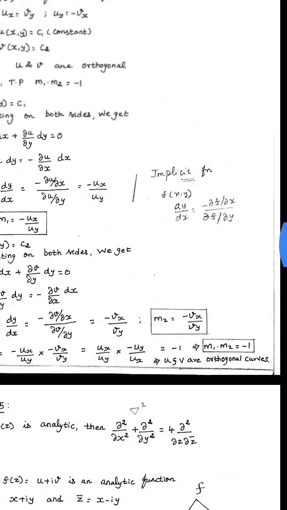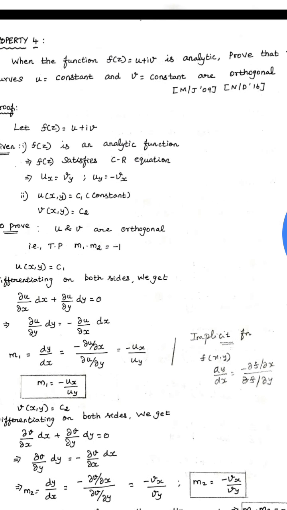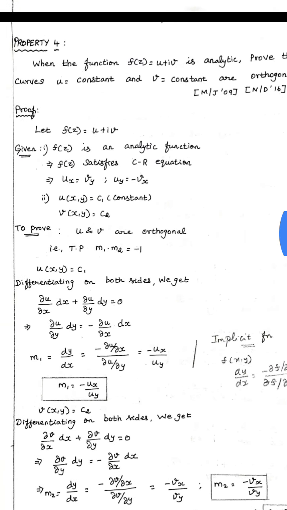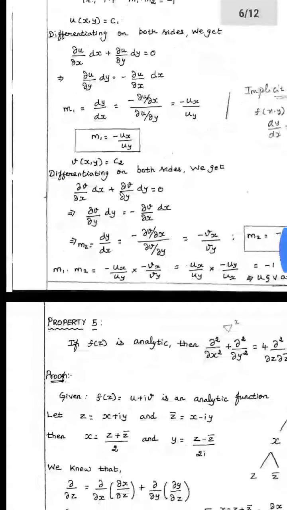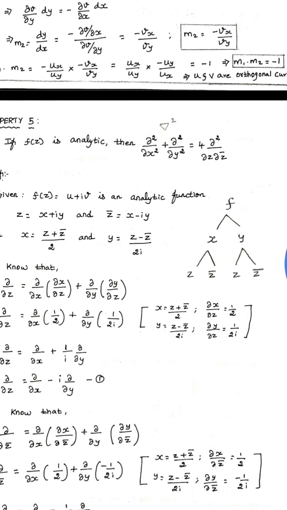This is what property number 4 tells us: when a function f(z) = u + iv is analytic, then the curves u = constant and v = constant are orthogonal. Now we'll move to property number 5, which is very important for the following properties.